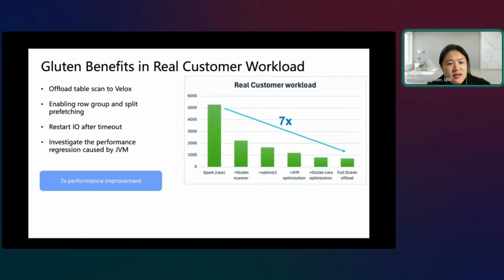In this customer case, they only offloaded table scan to Velox, and the other operators fall back to the vanilla Spark for execution. So with only the table scan offloaded to native, they can already achieve a 7 times performance improvement after some optimizations.